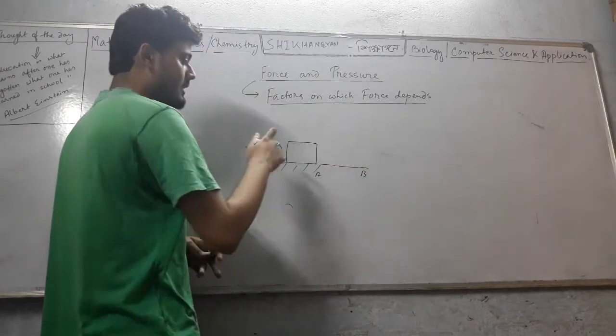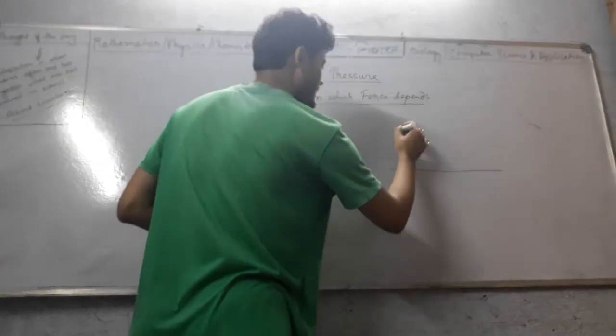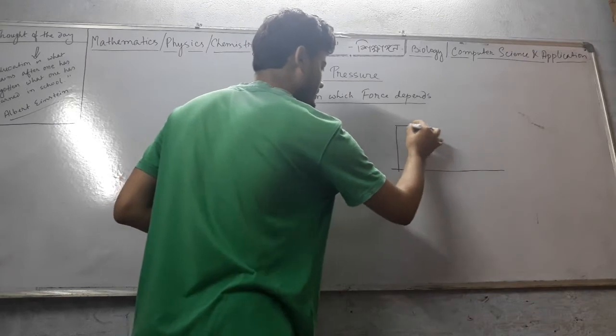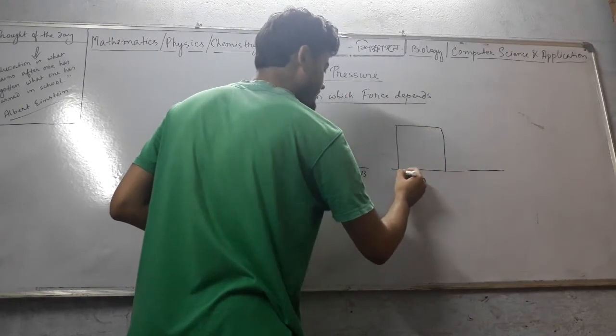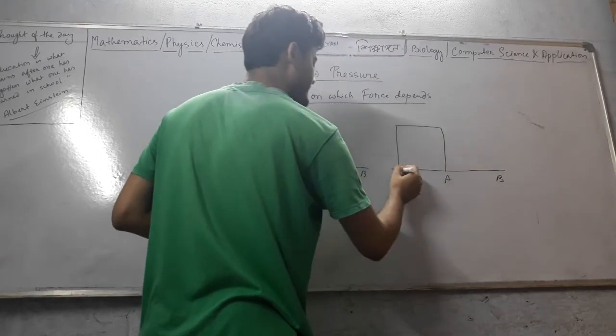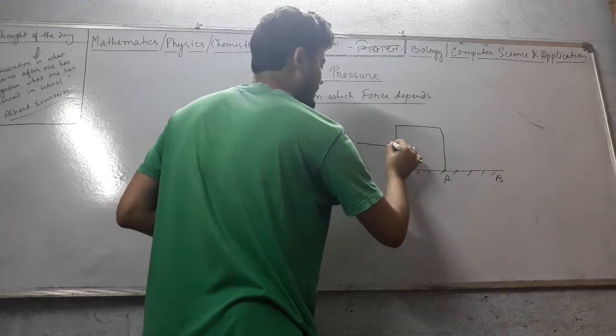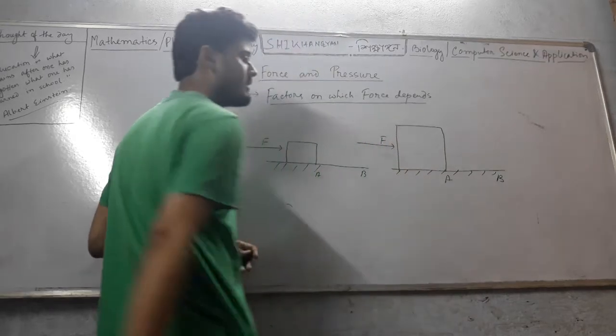Now again think of another block. This is the surface and this is another block. This is position A, this is position B, and this is the surface. We are applying the same force F.